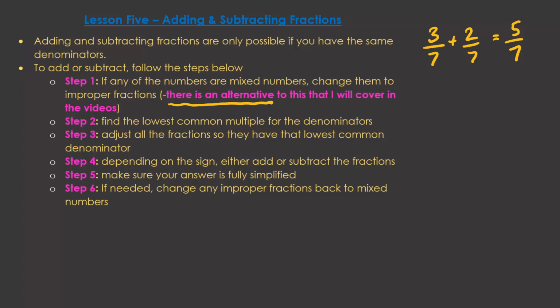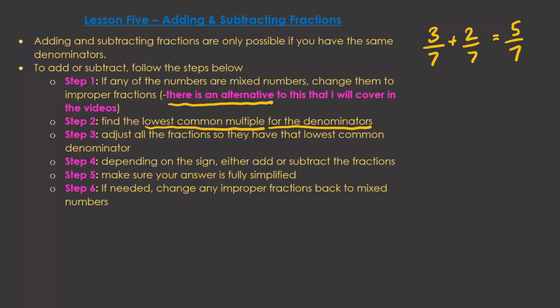Step 2, find the lowest common multiple. Again, as with the last section, it doesn't have to be the lowest common multiple, but the lowest common multiple is the best one for keeping the numbers small and manageable. So we want the lowest common multiple for the denominators, and we're going to use that as something called the common denominator, which is in step 3.